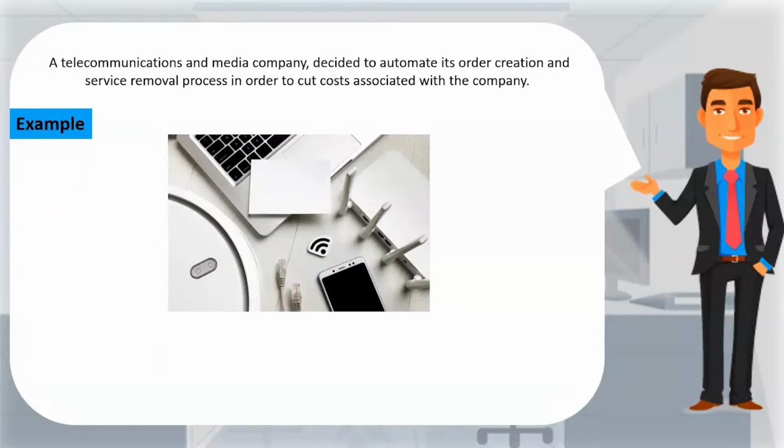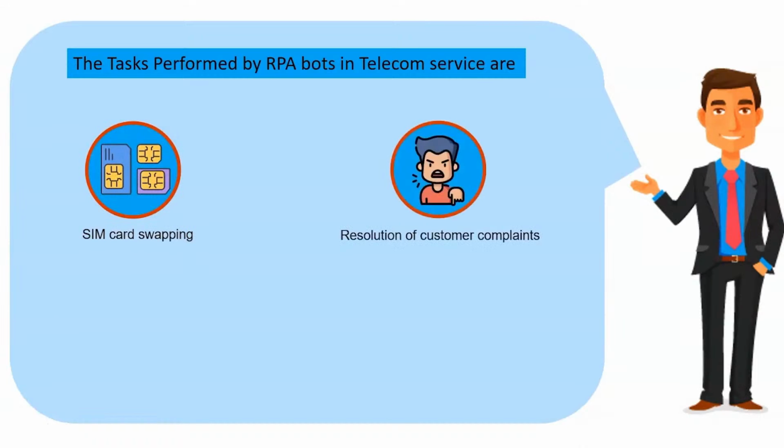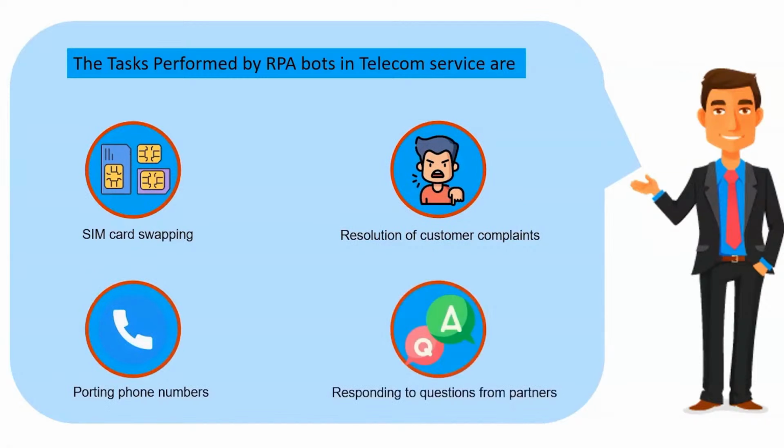Consider an example: a telecommunications and media company decided to automate its order creation and service removal process to cut costs associated with the company's speed booster discount service and deal with a massive amount of transactional data. With the implementation of RPA, it becomes simple to automate the order build process and service removal activity. The tasks performed by RPA bots in telecom service are: it checks on the credit and SIM card swapping, resolution of customer complaints, porting customer phone numbers, responding to questions from partners.